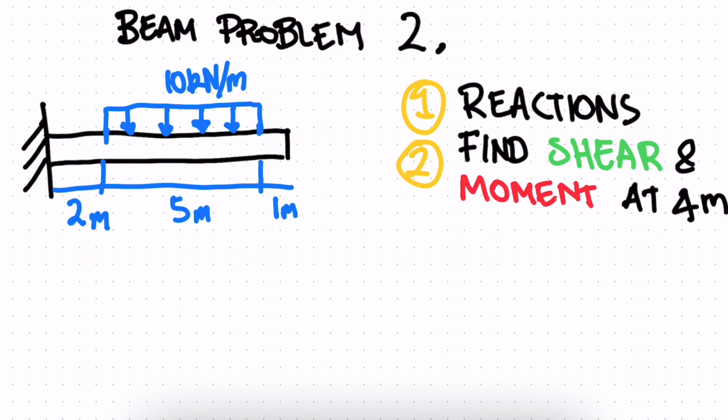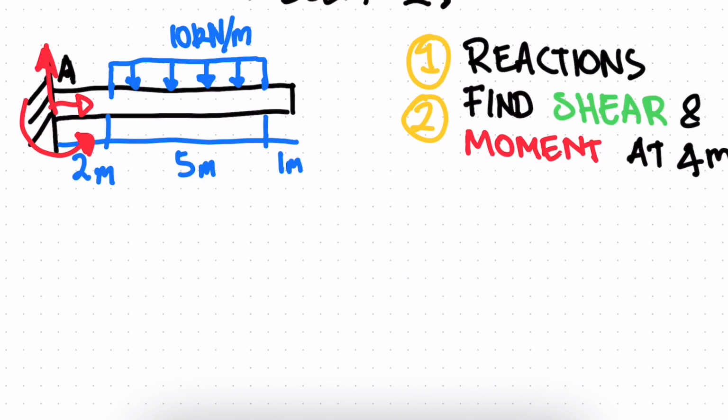First thing that we need to do is find the reactions. So for a cantilever beam, we have 3 reactions: the Y, the X, and a moment. Let's say this is point A, and let's write our equilibrium equations. So we have the sum of forces in the X, any forces acting forwards or backwards. We'll say backwards will be negative and any forces going forwards will be positive.